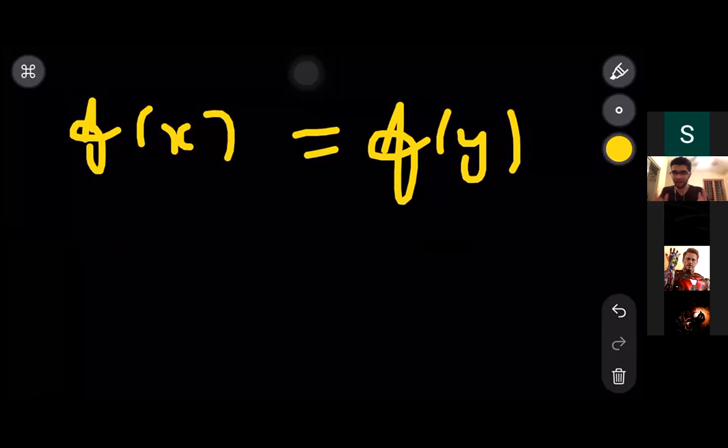So let us imagine. So what is the goal now? We have this f function. The function is doing 3x plus 5 for every number, right? That's our function. Now I want to show that two numbers will not have the same answer.